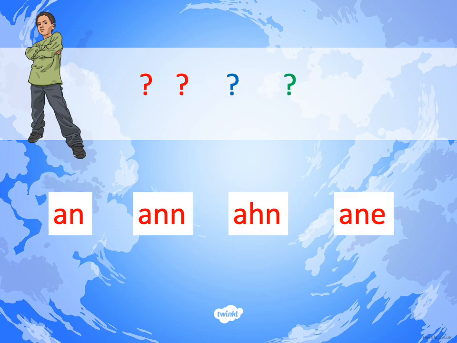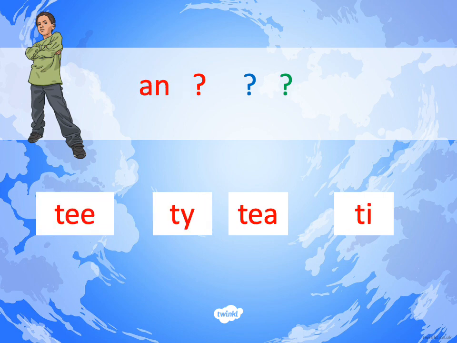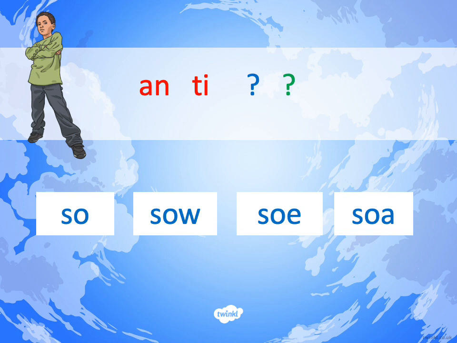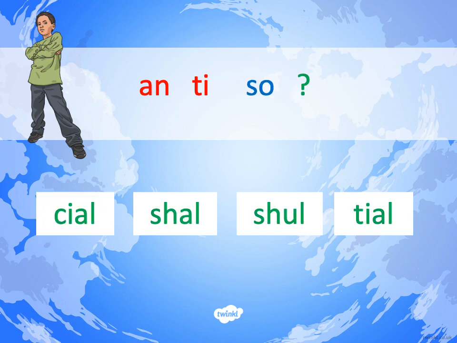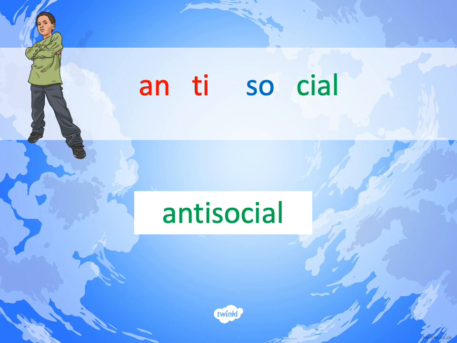First bit then, the easy bit, an, A-N. T, we should know this now, T-I. So, just like the conjunction so, S-O. And shul, this is the tricky bit, C-I-A-L. Antisocial.